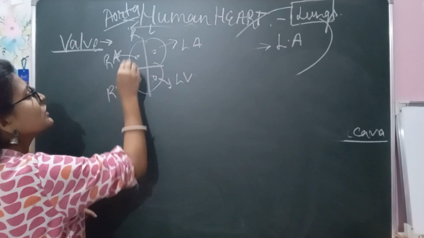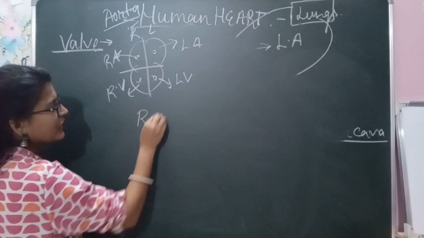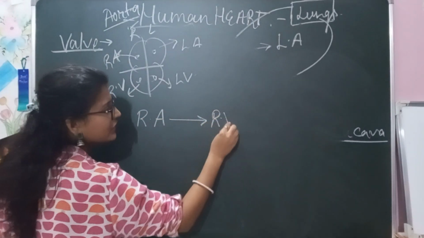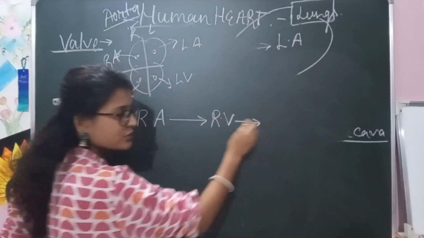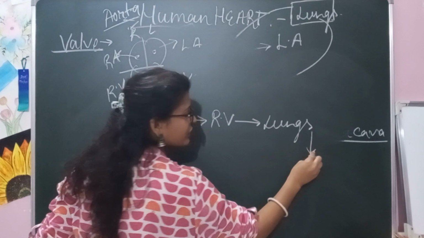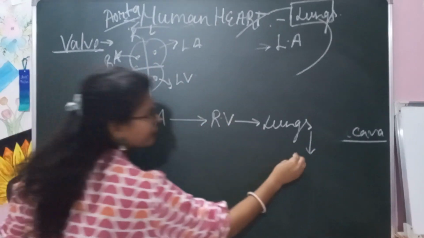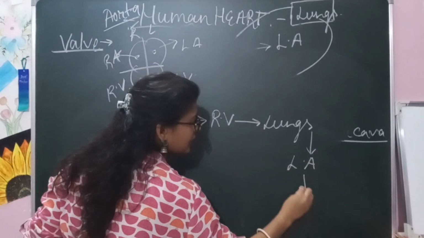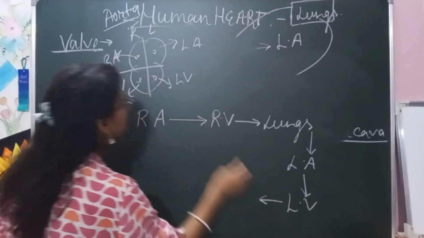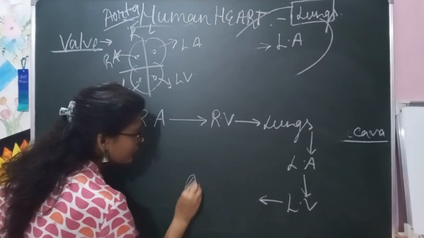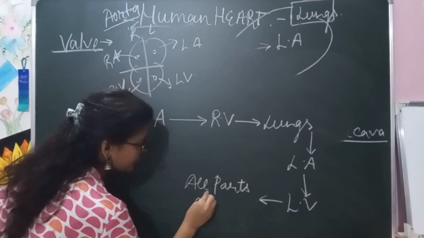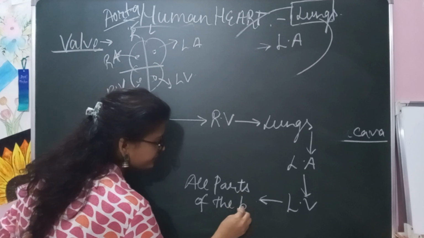First of all, blood comes into the right atrium. Then it goes to the right ventricle, then from here to the lungs. From the lungs it moves ahead to the left atrium. After the left atrium it goes to the left ventricle. From the left ventricle it goes to all parts and organs of the body.